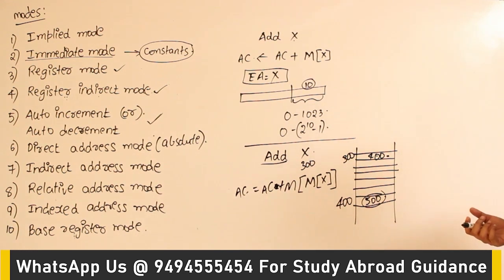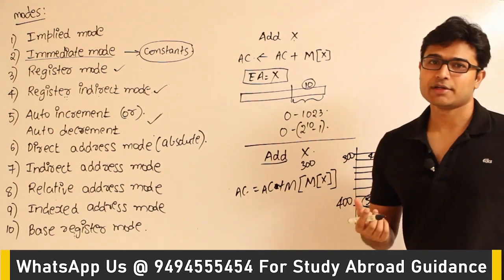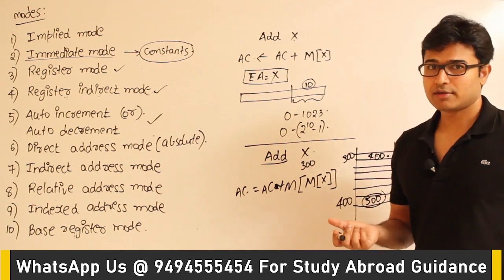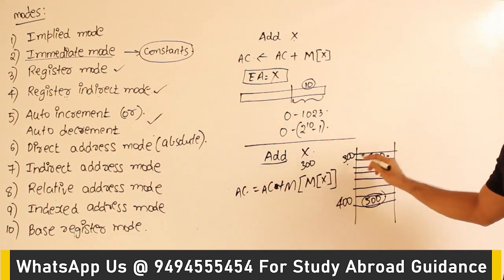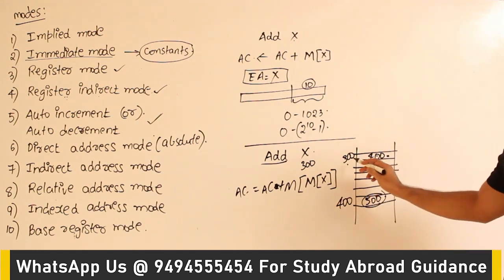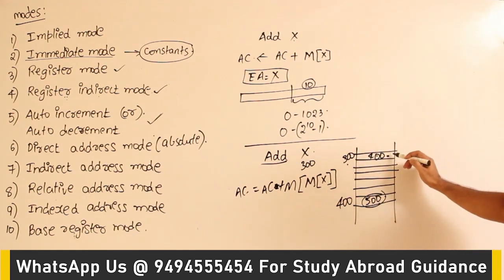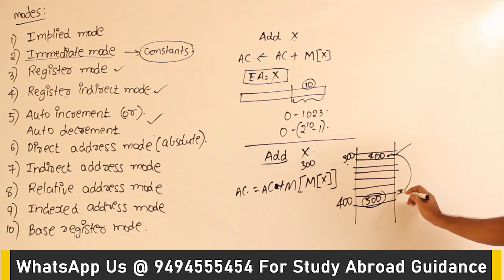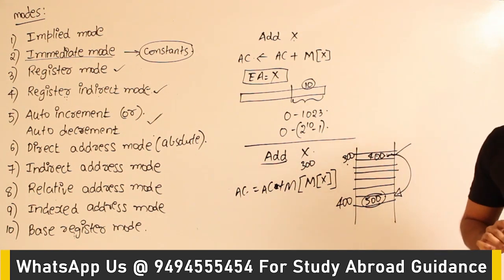But what is the advantage of this? Using this we can implement the pointers, isn't it? So what is a pointer? A pointer is a variable which contains an address to some other variable, isn't it? In this case, this particular space is actually pointing to some other word. Therefore it is acting as a pointer, right?